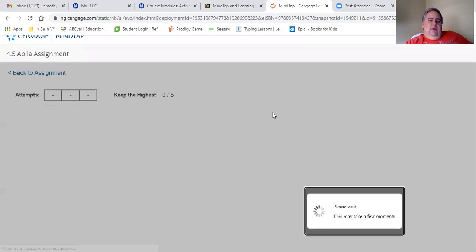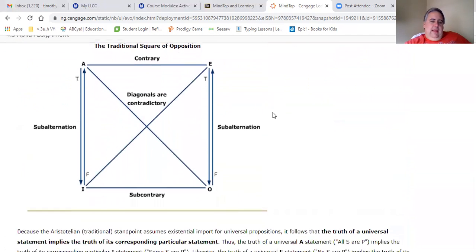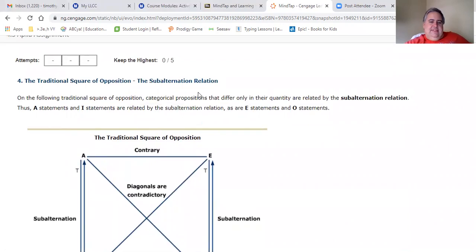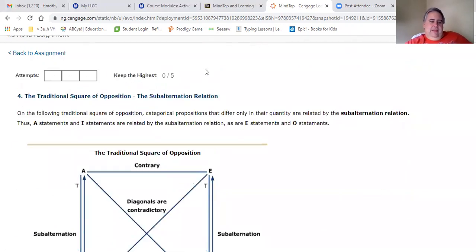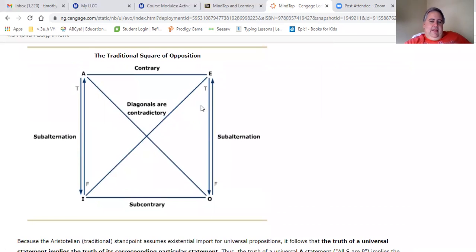Now, we move along to number 4. And this one is only looking at the subalteration relationship. The subalteration relationship is basically saying that truth goes down, falsity goes up. Truth goes down, falsity goes up. If you have a statement like no dogs are felines, you know there are some dogs that are not felines, because you know there exists a dog, there exists a member of that class, therefore there has to be something that is not that, because you know none are that.